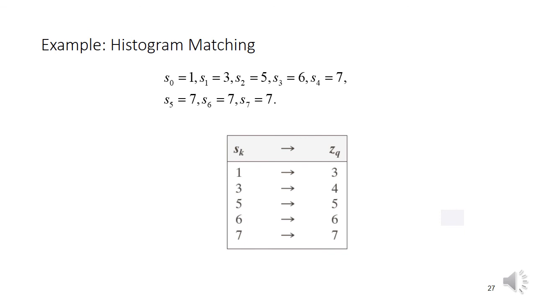So as you saw in the previous slide, in histogram matching we now have different SK which were converted into ZQ. If the intensity was 1, it becomes 3. If the intensity was 3, it becomes 4. If the intensity was 5, it remains 5. 6 remains 6, and 7 remains 7.